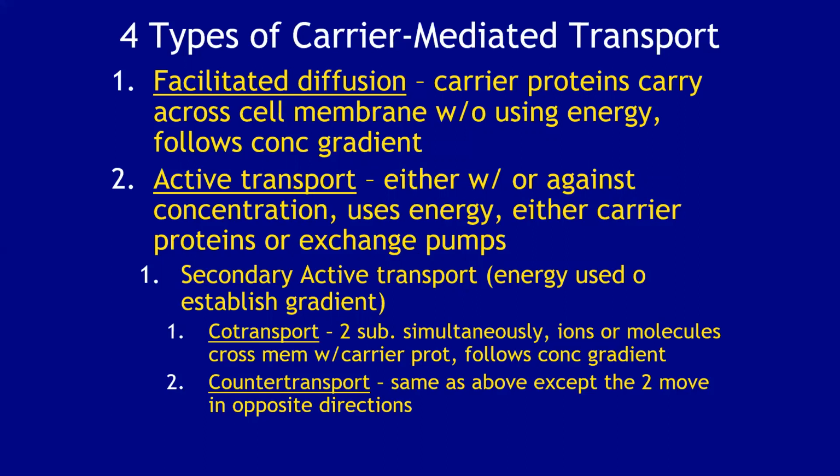One form of active transport is secondary active transport. And then we have co-transport, remember, where we move two things in the same direction simultaneously, ions or molecules, following the concentration gradient. And then counter-transport, where one substance moves in one direction and one moves in the other direction. So again, it's two, whether it's ions or molecules, and one is maybe moving into a cell and the other is moving outside of the cell.